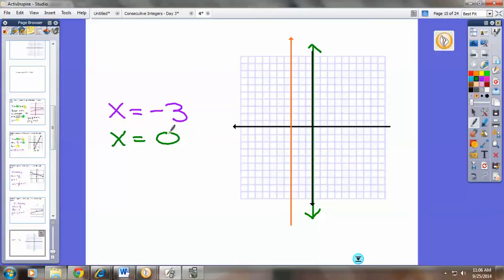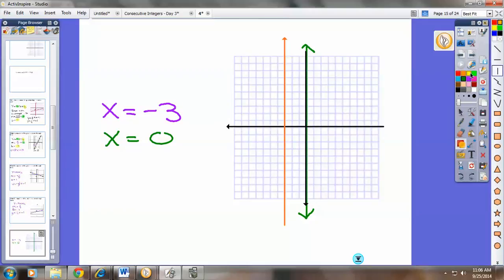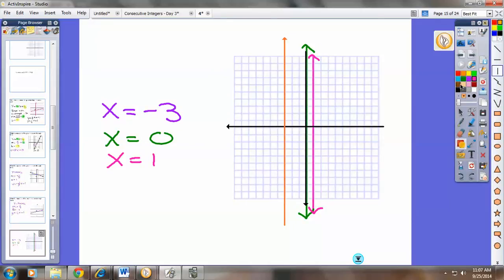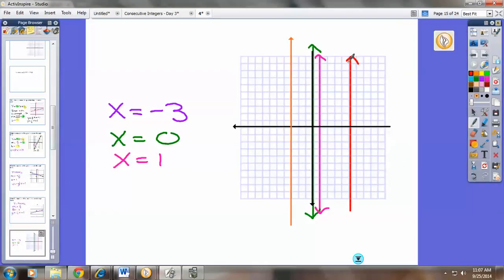Okay. What about this one? Looking at the pink line. What's that equation? X equals 1. What about this one? X equals 5.